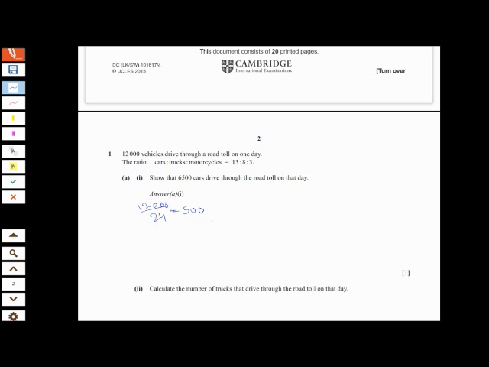And now they want to show that the cars are 6,500, right? And the cars ratio is 13. So we have the value for 1 ratio, so 13 times 500 to find out the number of cars. Turns out to be 6,500. So shown. Right, done. Next question.